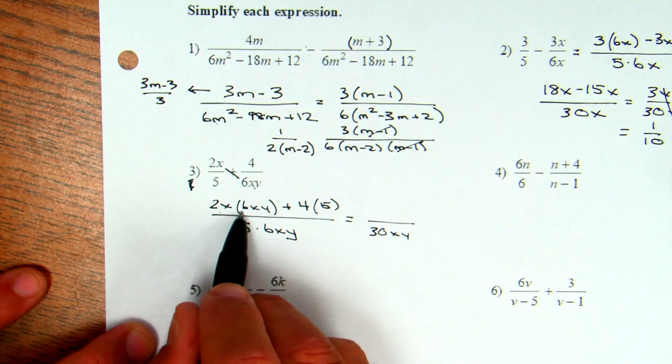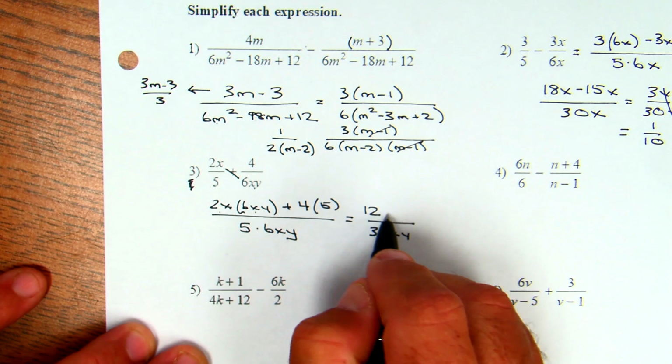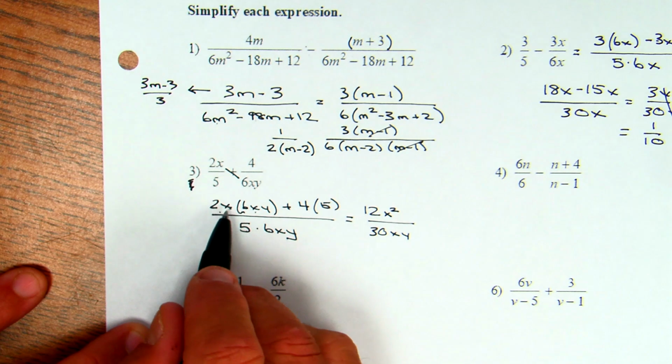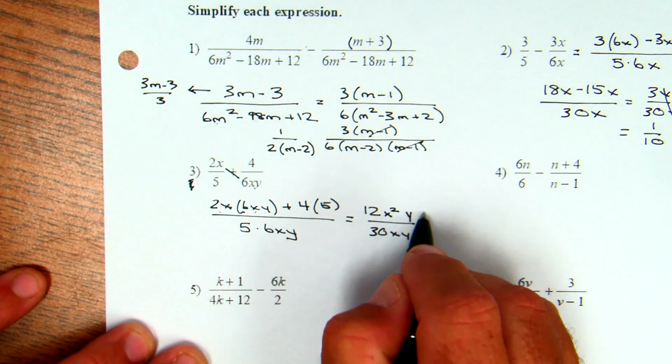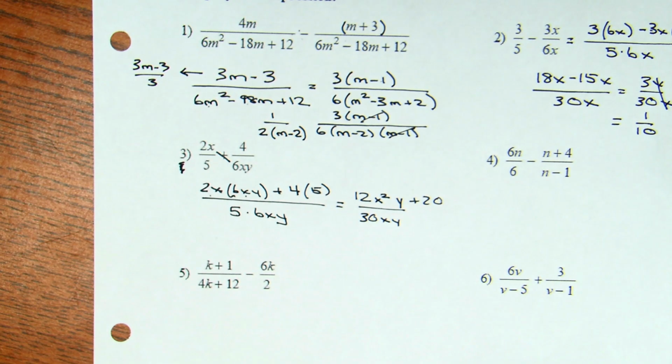Up top, 2 times 6 is 12. X times x is x squared. And then a y plus 20. So now I'm just distributing. Everybody good? Now, look at your variables before you look at anything else.